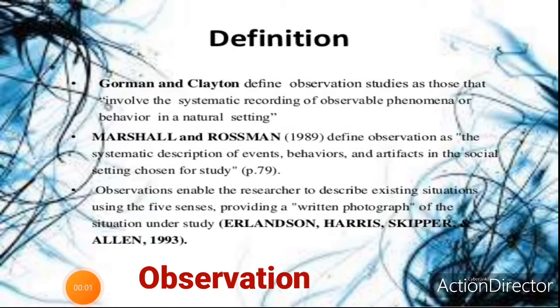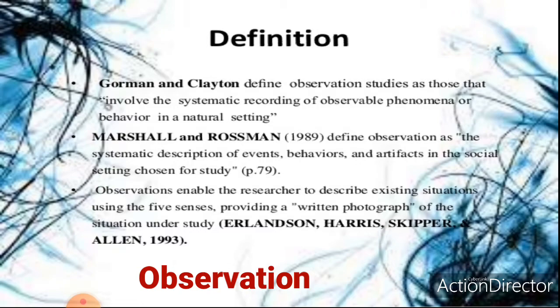Now look at the next definition. This definition says that observation enables the researcher to describe an existing situation using the five senses, providing a written photograph of the situation under study. So this definition says that observation helps the researcher to explain an existing situation with the help of his five senses. This definition was given by Erlandson, Harris, Skipper and Allen in 1993. So, these are the important definitions of observation.